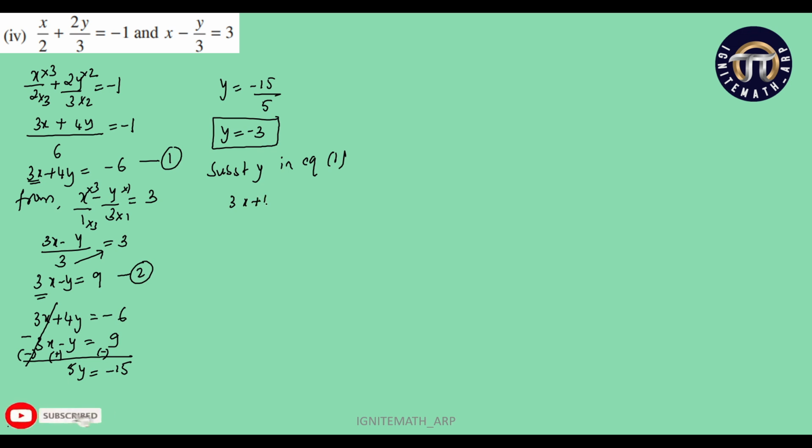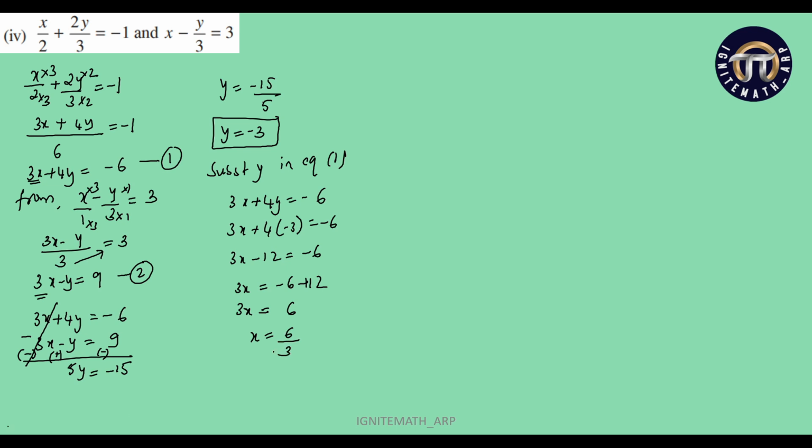So 3x plus 4y is equal to minus 6. Then 3x plus 4 into minus 3 is equal to minus 6. Then 3x minus 12 is equal to minus 6. Then 3x is equal to minus 6 plus 12. Then 3x is going to be plus 6. X is going to be 6 divided by 3. X is equal to 2 I get. This is the value of x what I get.